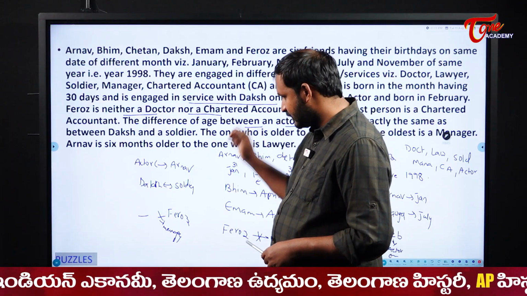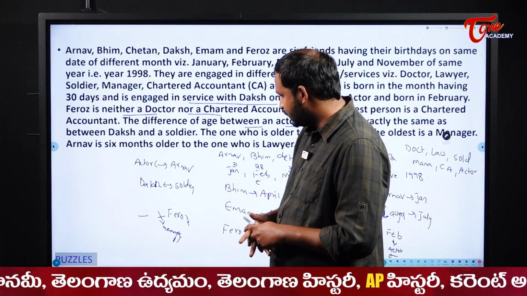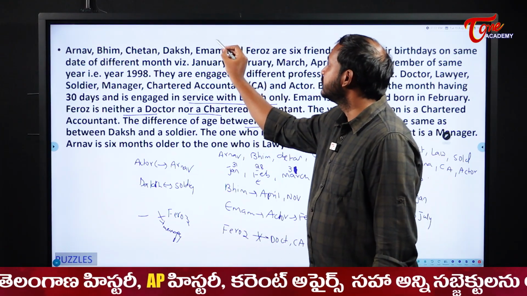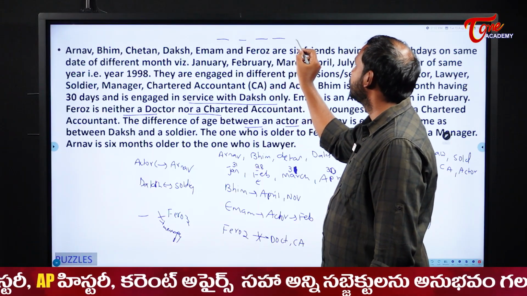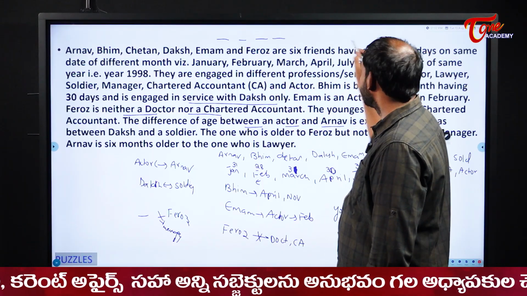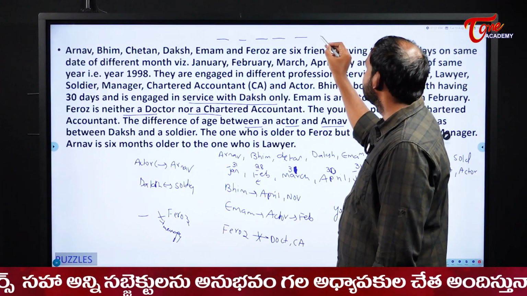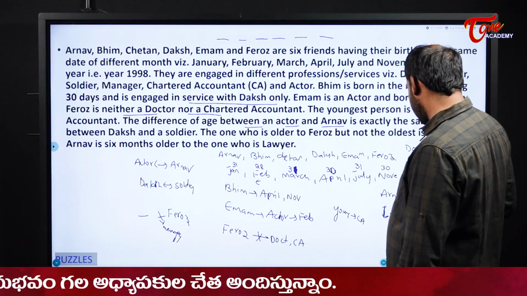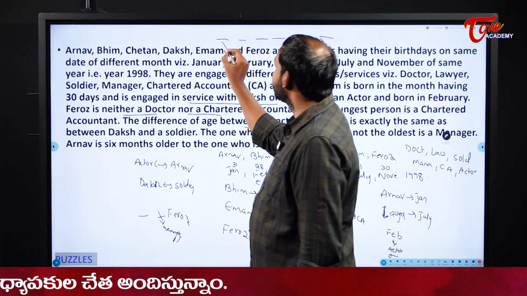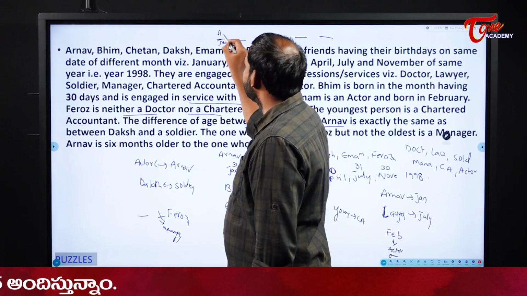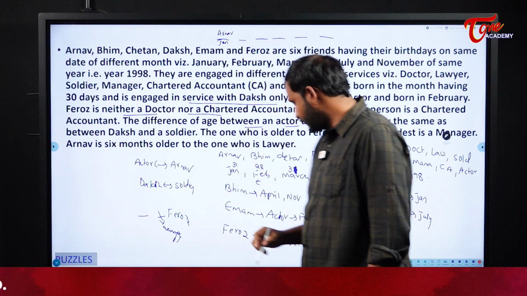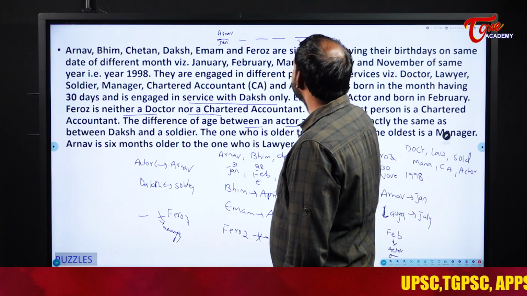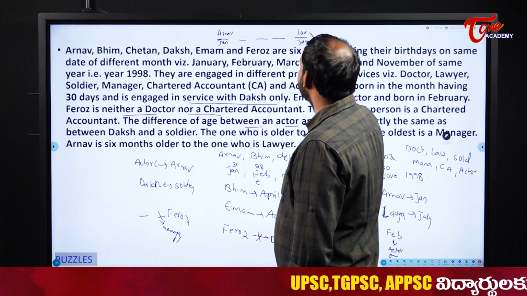Between actor and Arnav, the same difference between Daksh and soldier, and Feroz and manager. This is the possibility I have. So I will write here, students: January, February, March, April, July and November. That is the case for us. For January, we came to know it is Arnav. January, Arnav is fixed. Next, lawyer in the month of July. July, lawyer is also fixed.